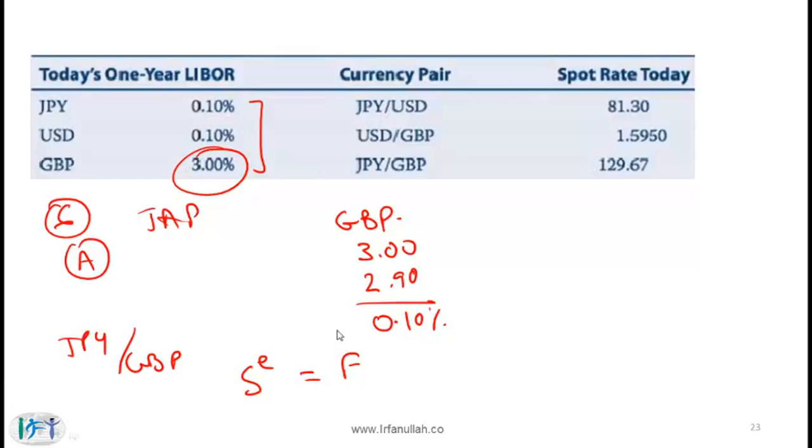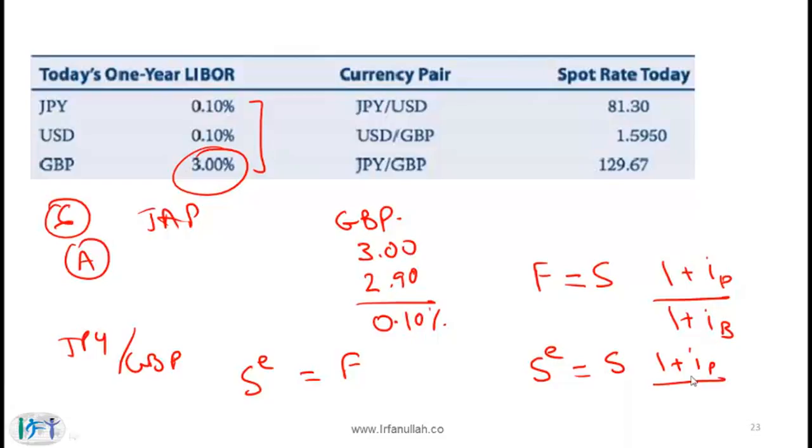Now again, you solve this problem. Keep in mind that when we say that uncovered interest rate parity holds, then you can simply use the basic relationship that we talked about with covered interest rate parity. So this relationship, forward rate is spot rate times 1 plus interest rate in price currency over 1 plus interest rate in base currency. When uncovered interest rate parity holds, then we essentially say that the expected spot rate is equal to the current spot rate times 1 plus interest rate in price currency over 1 plus interest rate in base currency.